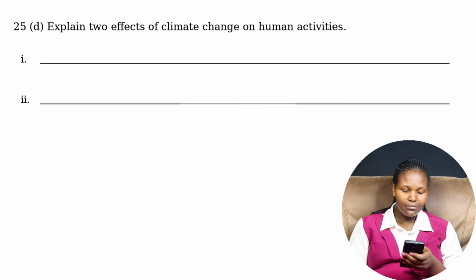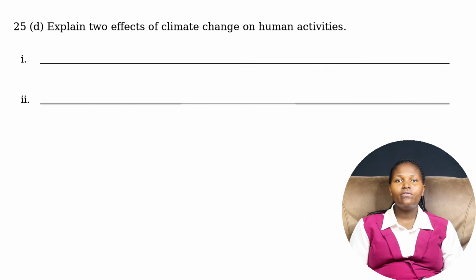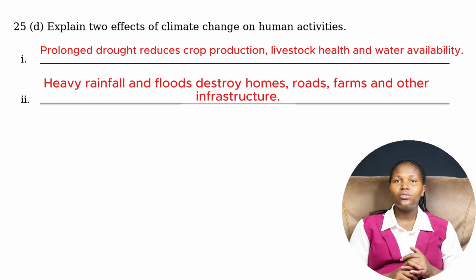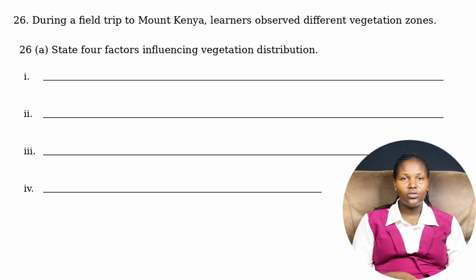And then D. Explain 2 effects of climate change on human activities. So 2 effects of climate change, we have many. For example, prolonged drought, which will reduce crop production, livestock health and water availability. We have heavy rainfall and floods, which will destroy homes, roads, farms and other infrastructure. And also other effects may include heat-related illnesses, changing tourism patterns and increased pests, because changing climate like that will also increase pests.